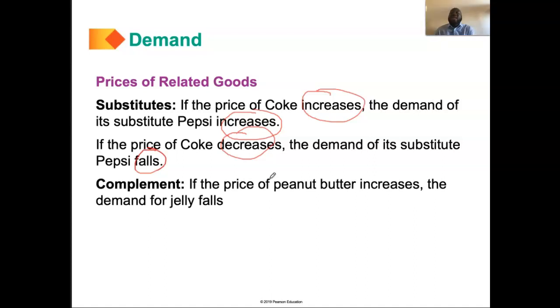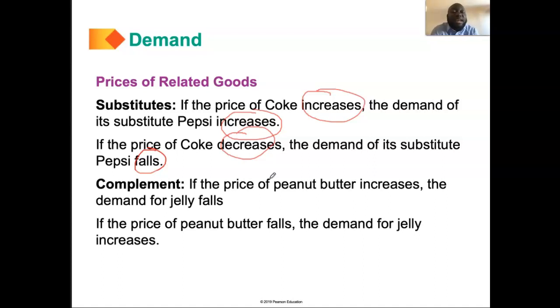If the price of peanut butter, for example, increases, okay, if the price of a good increases, the demand for its complement falls, okay? So if the price of peanut butter increases, people buy less peanut butter, and hence they actually buy less jelly because peanut butter goes with jelly, okay? And likewise, if the price of peanut butter falls, the demand for jelly increases. If the price of peanut butter falls, well, people buy more peanut butter, and since peanut butter actually goes well with jelly, people actually demand more jelly as well, okay? So that is the prices of related goods, okay?